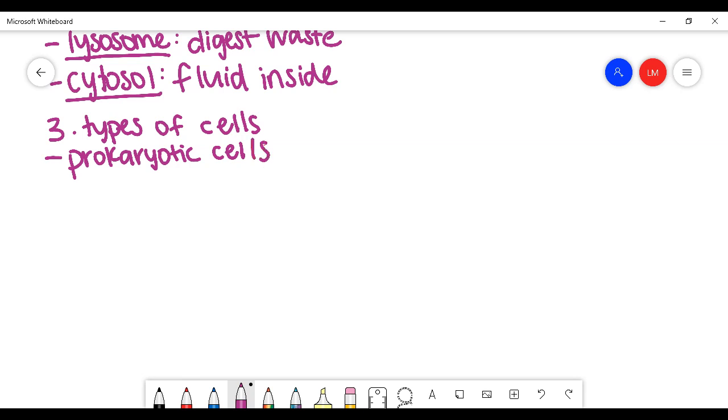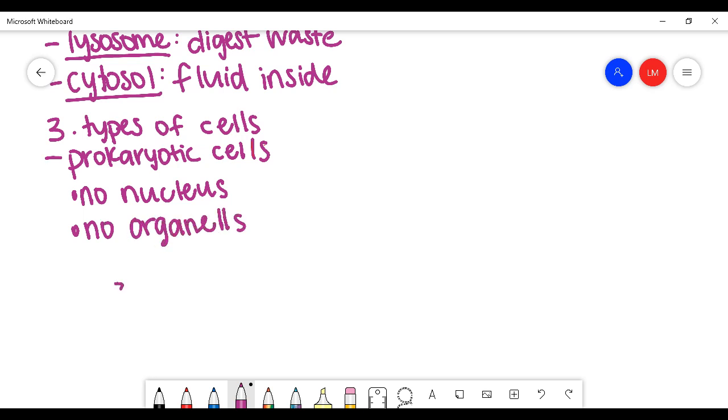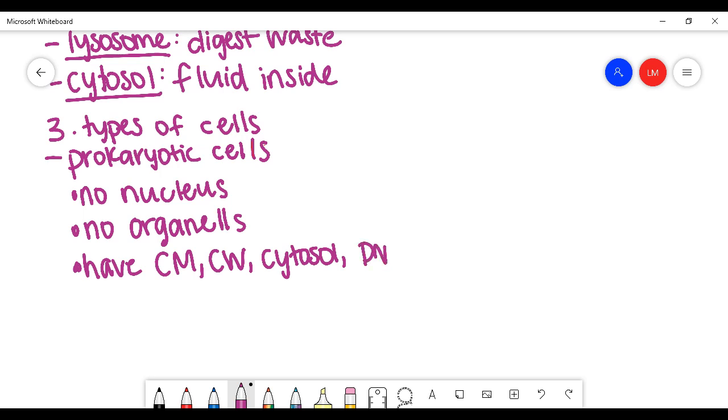They will either be prokaryotic cells that have no nucleus, no organelles, but they do have a cell membrane, maybe a cell wall, cytosol, DNA, and ribosomes.